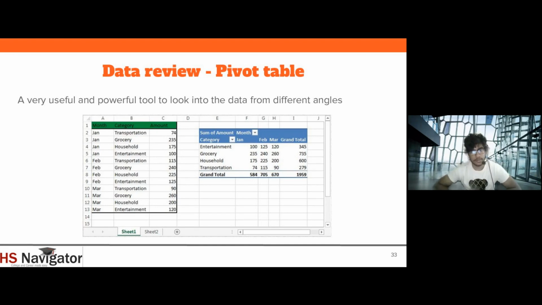Data review. Pivot table, a very useful and powerful tool to look into data from different angles.